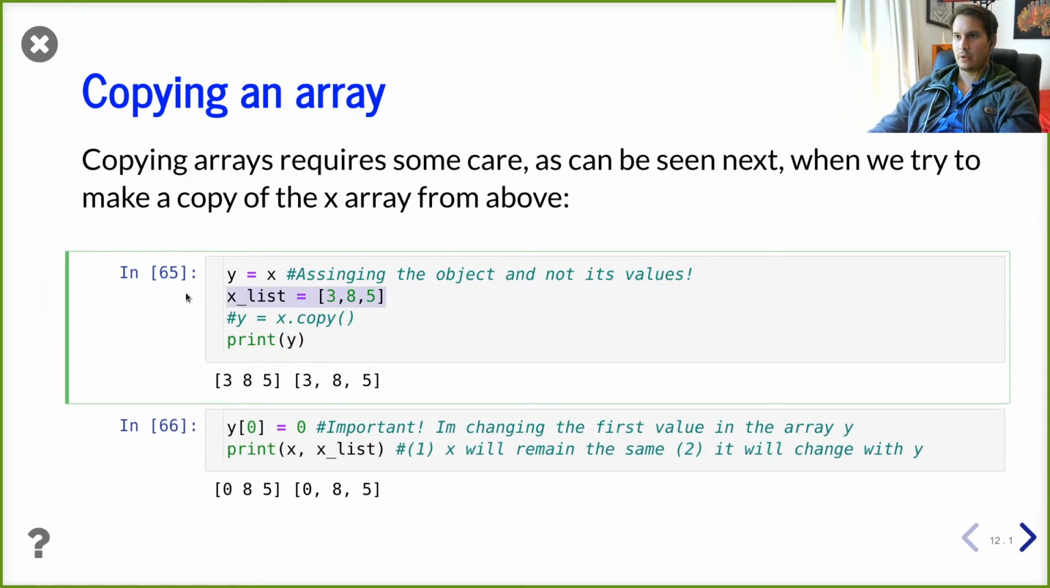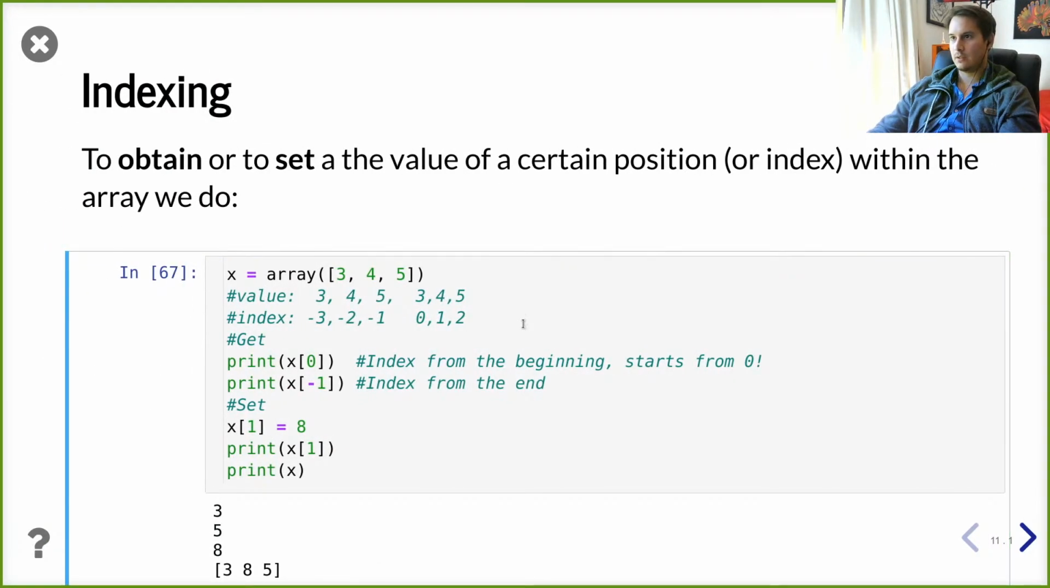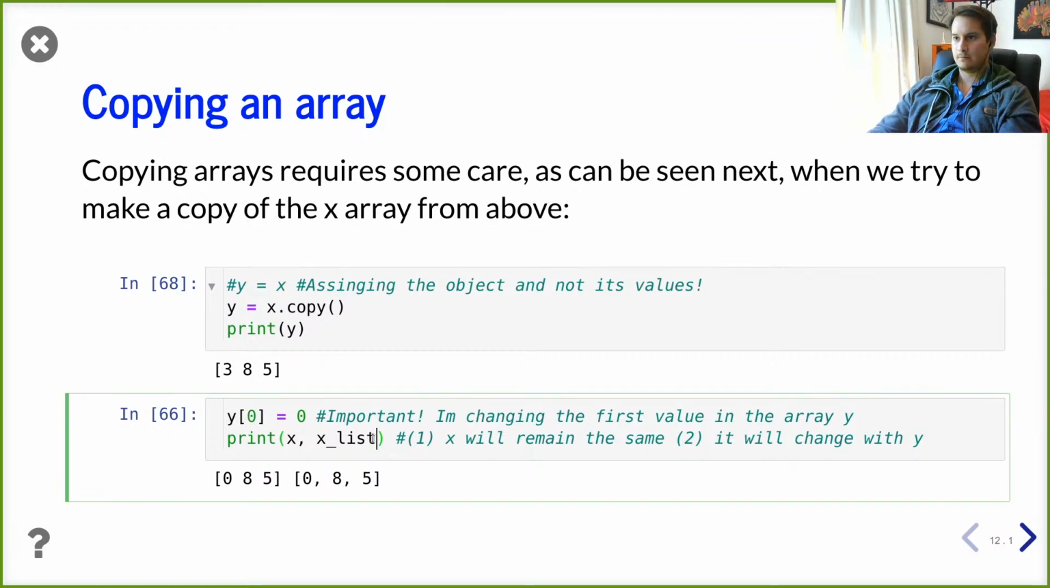By using the copy function. So instead of doing y equals x, we do y equals a copy of x. Let me change the numbers again. So y is 385. Now if I make a change in y, x remains the same. But y is changed to what you should be expecting by doing this.